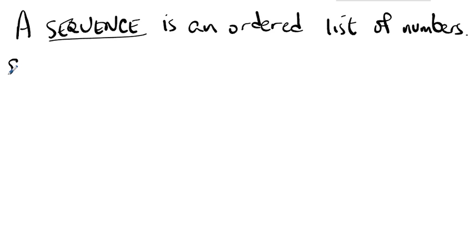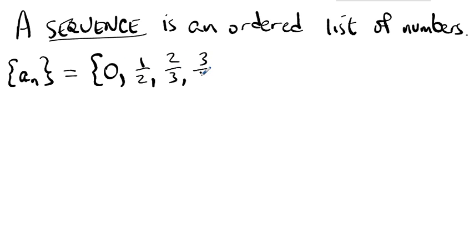Sequences are usually set apart with those set brackets, and we refer to the nth term as a sub n. So, for example, a sequence might be 0, 1/2, 2/3, 3/4, and so on. And so when we say that a sequence is a function from the counting numbers to the real numbers, this is f of 1, f of 2, f of 3, f of 4, and so on. A1, A2, A3, A4, and so on.